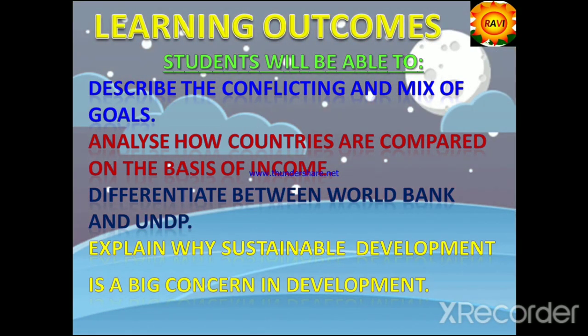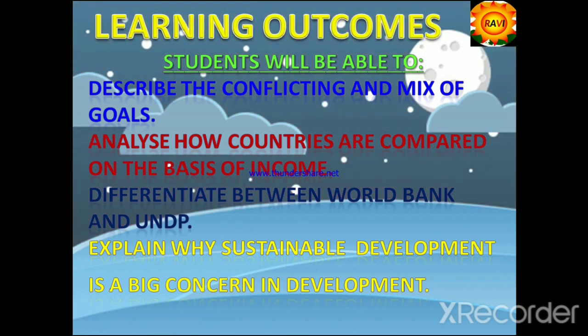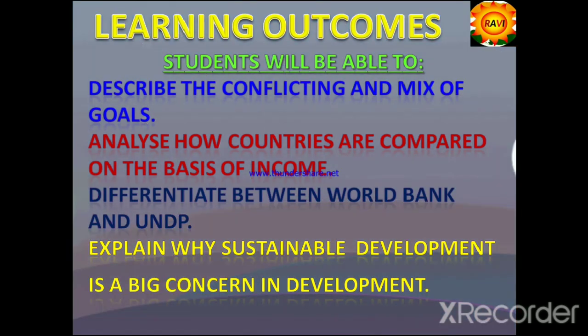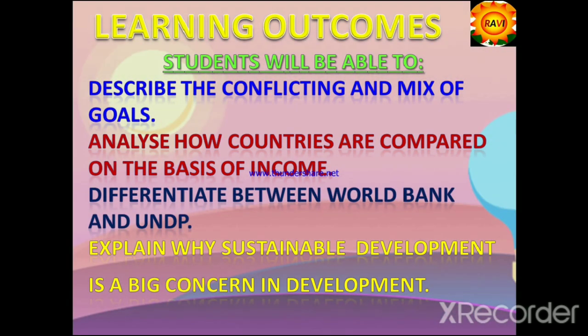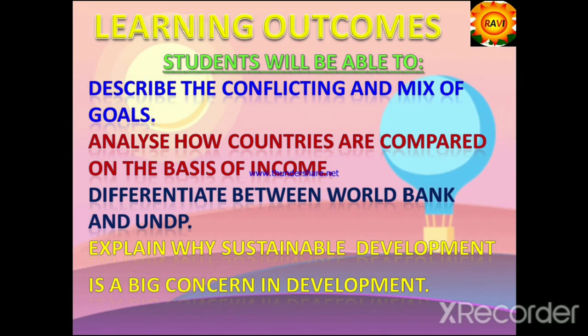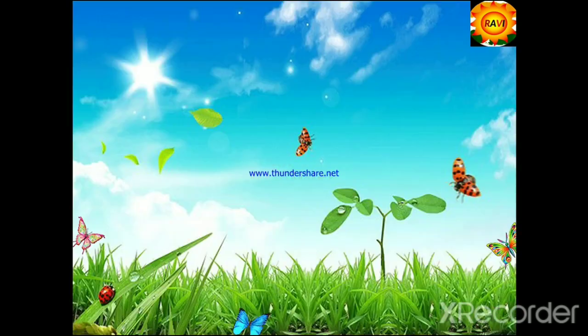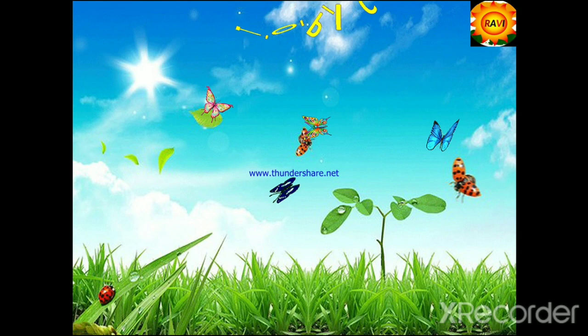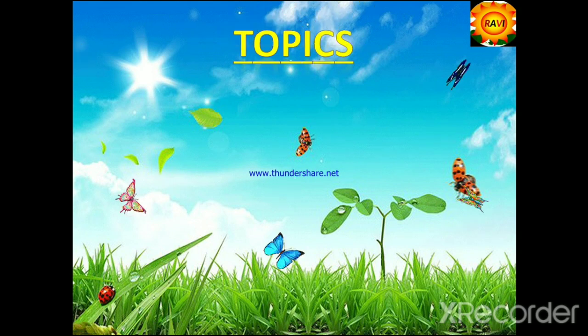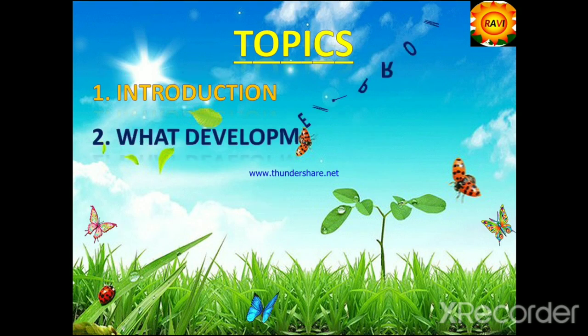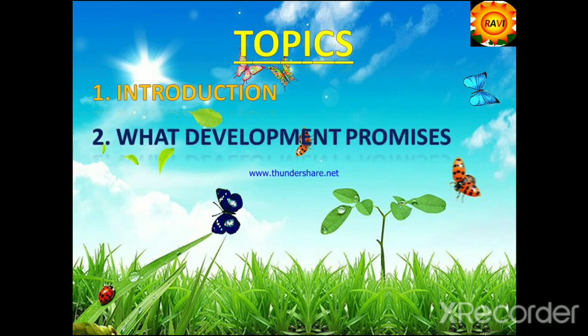And at last, the learning outcome is students will be able to explain why sustainable development is a big concern in development. These are the learning outcomes from this chapter that is about development. And now we are going to learn what are the topics which we are going to learn from this chapter.